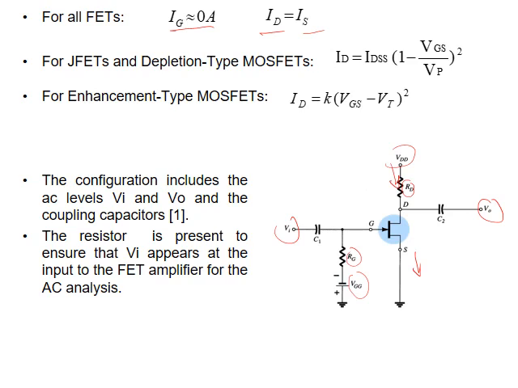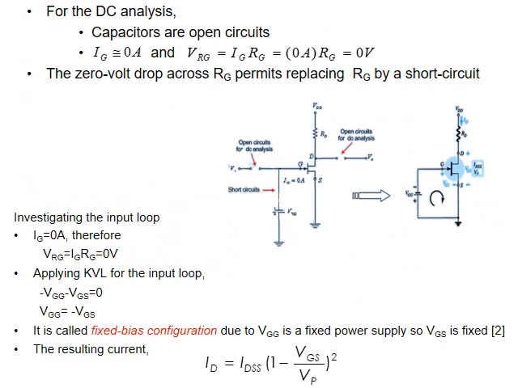And for the depletion type, this is the formula. We discussed this in the last session. And for the enhancement MOSFET, we have this formula. Two formulas we can use, depending on the type of FET we are using.